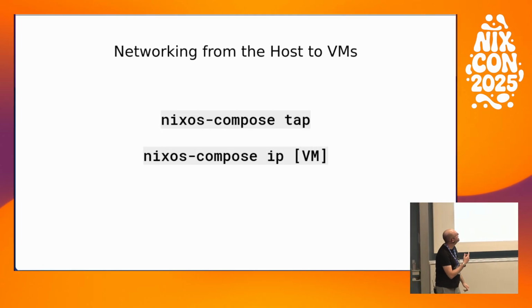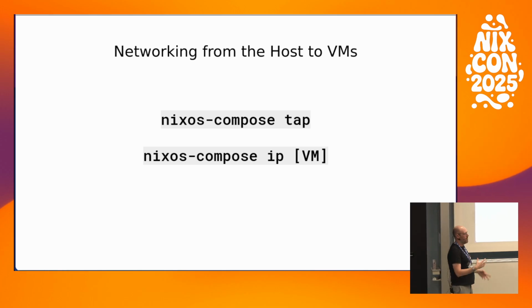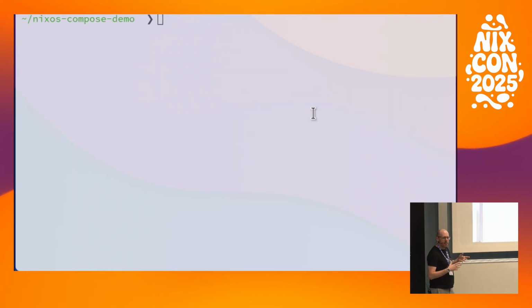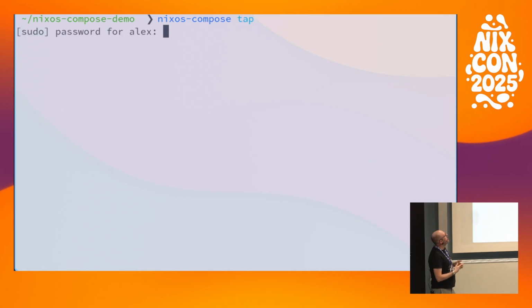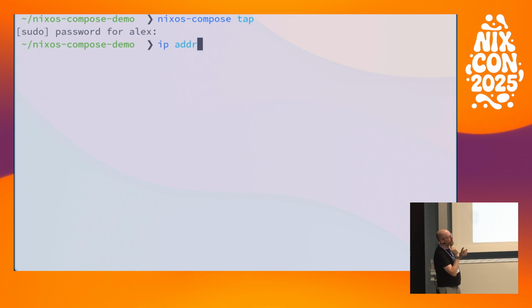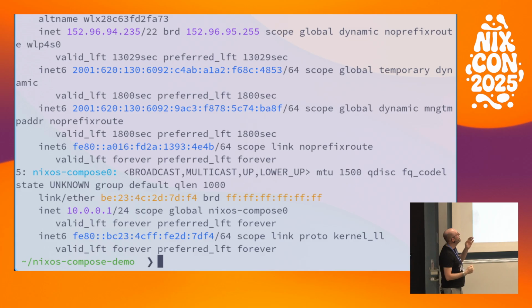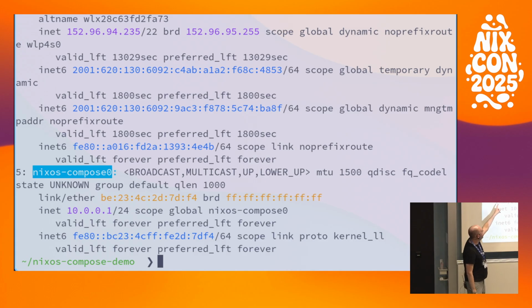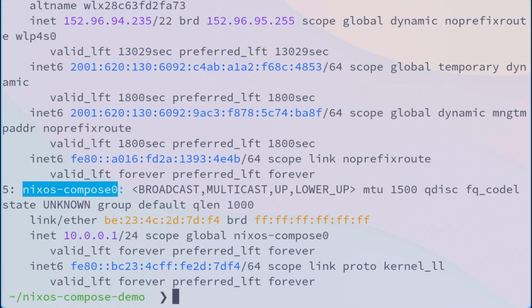The next thing is networking from your host, which is your development machine, to the VMs, which means nixos-compose has this command that is called tap, which sets up a virtual network interface on your host. It does require sudo, so you have to put in your password. It also allows you to not use sudo. You can say --dry-run, and then it tells you what you have to run manually if you prefer that. But you have to run it with administrative privileges because it creates this interface on your host.